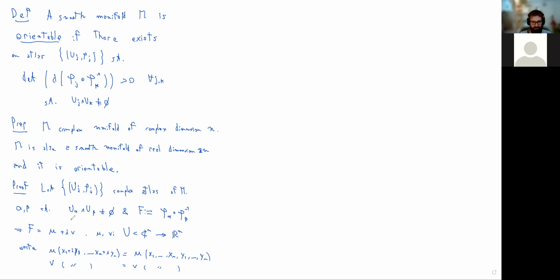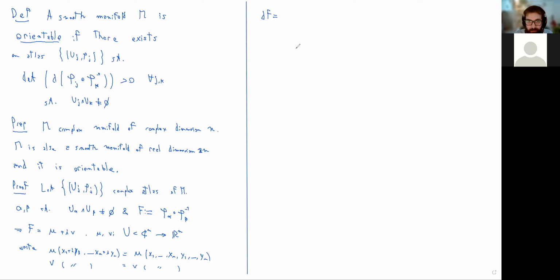So now I can really think of F as a function from R^2n to R^2n, basically. This is by identifying C with R^2. My claim here is that if you look at this map F, which is nothing but phi_alpha composed with phi_beta inverse, and then if you want to be formal, pre-composing and post-composing with the identification of C^n with R^2n, what we want to show is that the determinant of F is positive everywhere. Okay, so let's compute that.